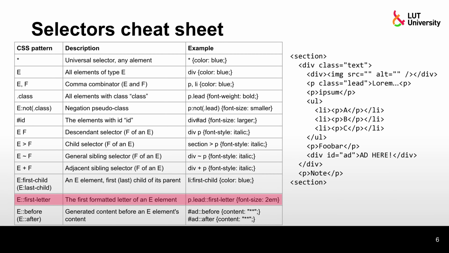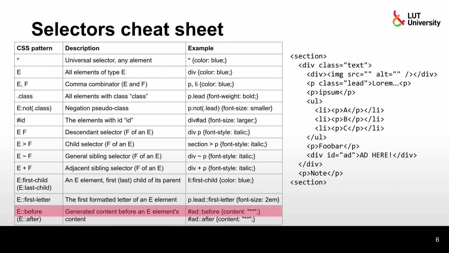Then we have this first letter, the first formatted letter of an element E. So we can take this paragraph that has class lead and its first letter can be bigger with the font size 2em. And then we have this E before or E after, generate content before an E element's content. So with this element that has ID add, we add two asterisks before and after it.